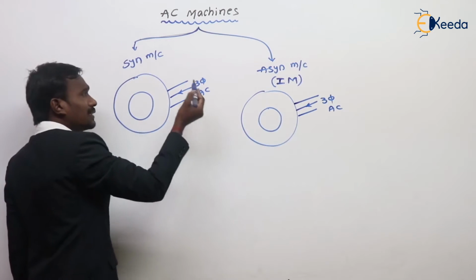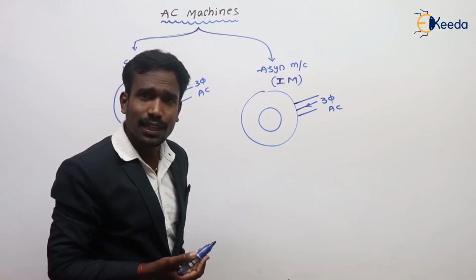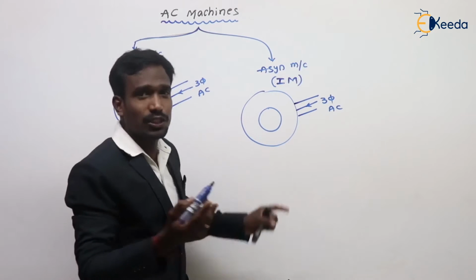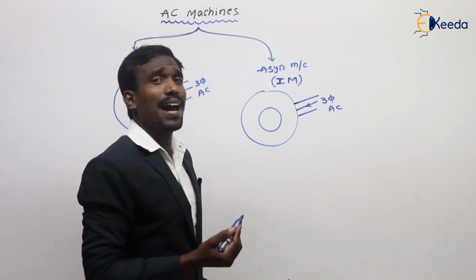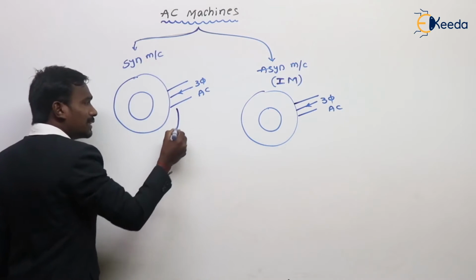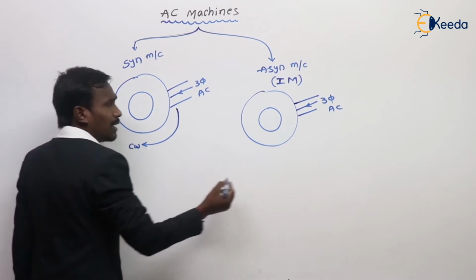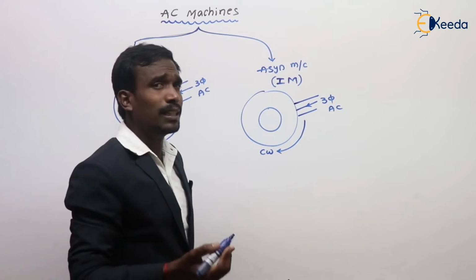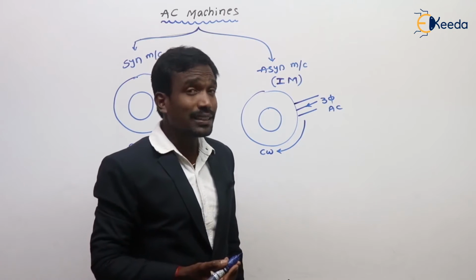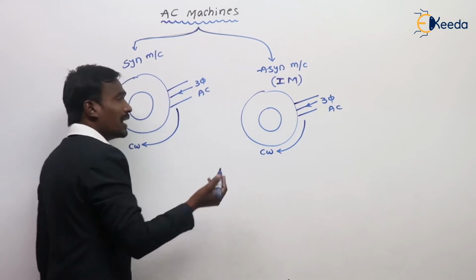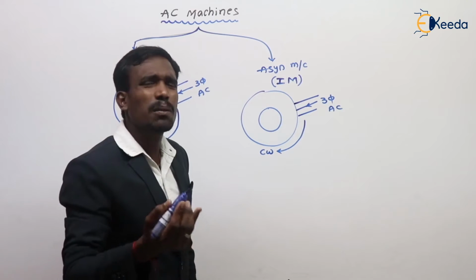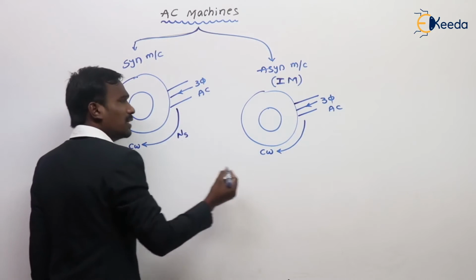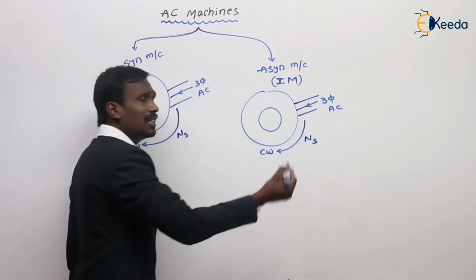When three-phase AC supply is given to the stator, it produces a magnetic field. We discussed this in induction machines already. The magnetic field produced in the stator rotates in a particular direction, a clockwise direction, with some speed. That speed is considered as synchronous speed.